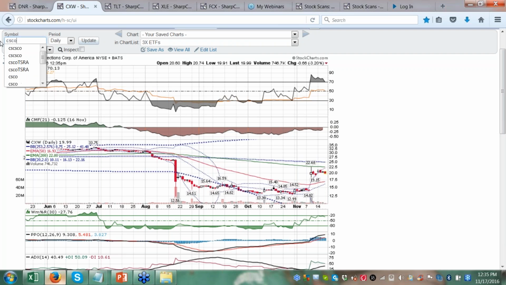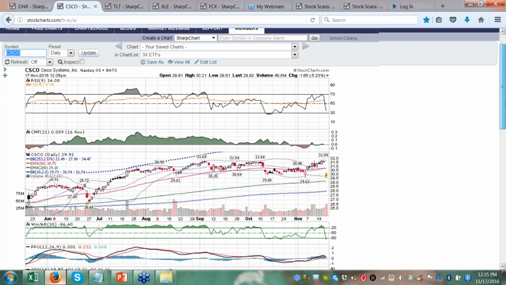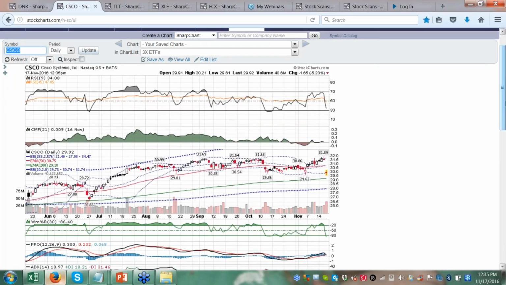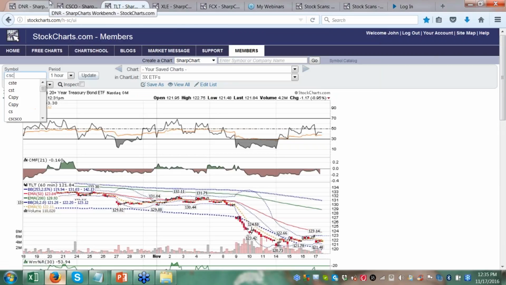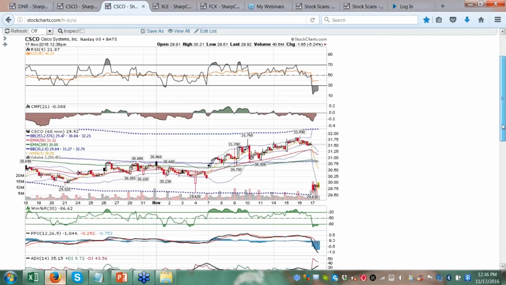And Cisco reported. I don't know if they did anything. Let's take a look. Wow, they gapped down. And down 5%. Now, this is kind of an interesting setup here. Let's see if it got underneath the lower band. No, didn't even make the lower band.